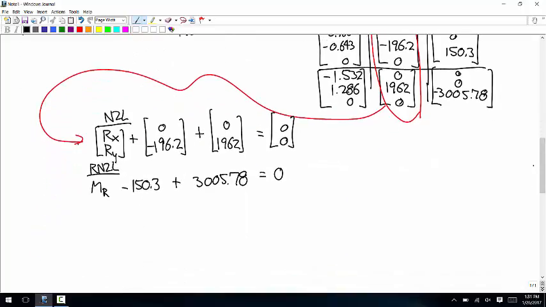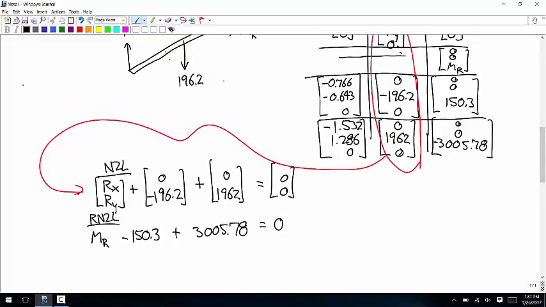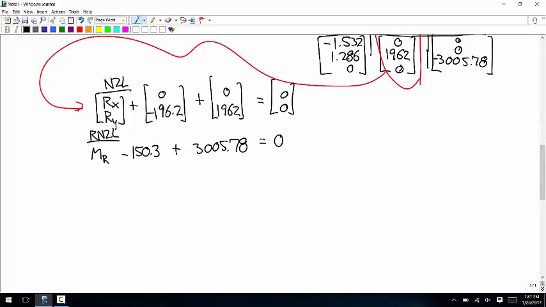Any other questions? So positive, negative.